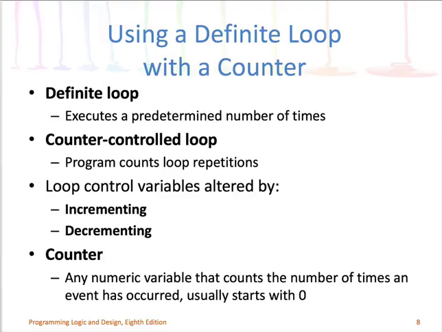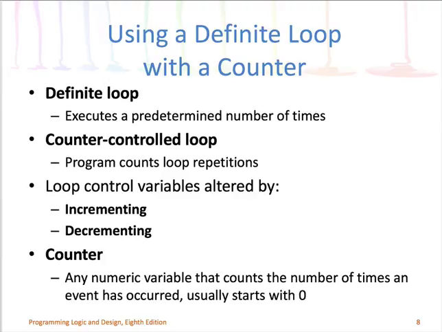A counter-controlled loop is one that counts repetitions, and then you say something like, after you've read 100 lines, terminate. Again, you know how many lines are going to be read, but you don't actually know what the values of the line read are. So you know it's going to execute 100 times, but you don't know exactly for what values.